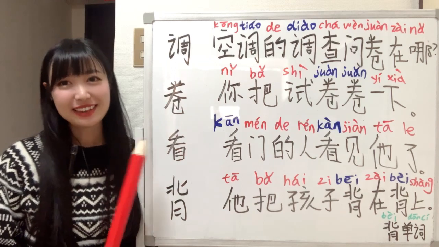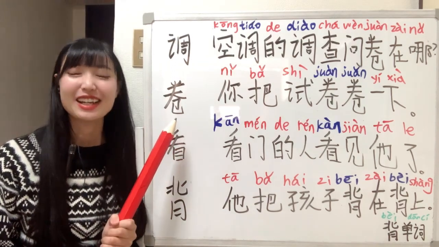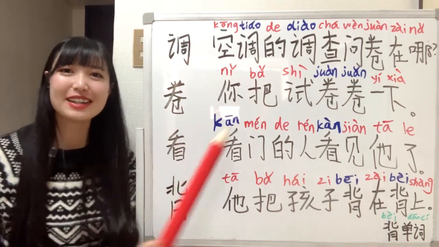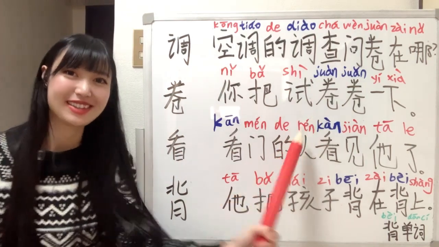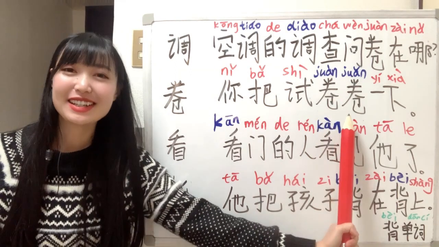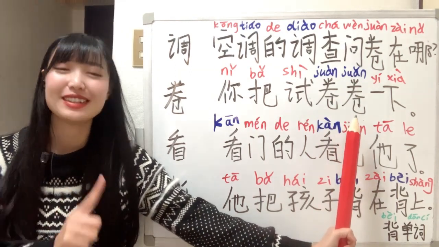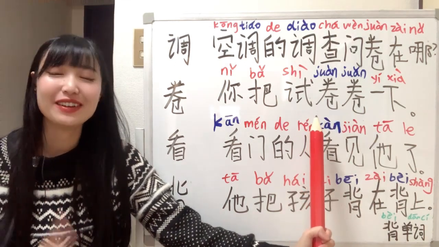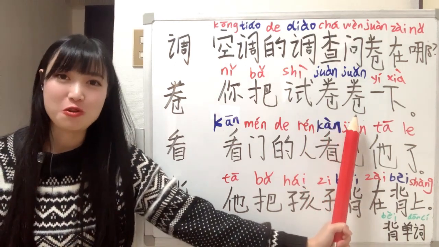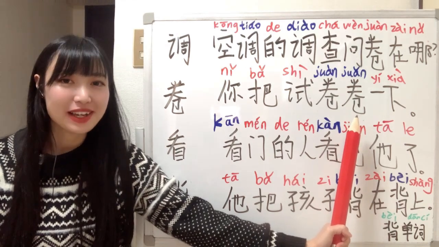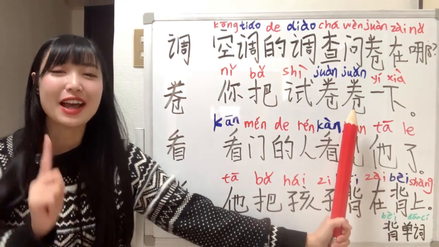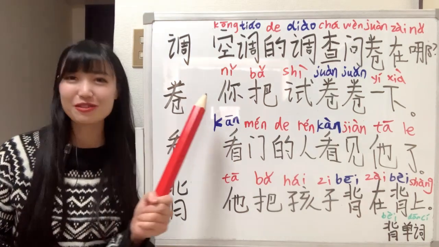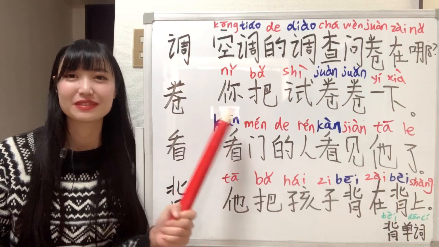And next one, this character also has 2 pronunciations. One is 卷 in the 4th tone. Second is 卷 in the 3rd tone. Basically 卷 in the 4th tone is a noun, and 卷 in the 3rd tone can be a verb and also an adjective. I will tell you later. Let's read this sentence together.